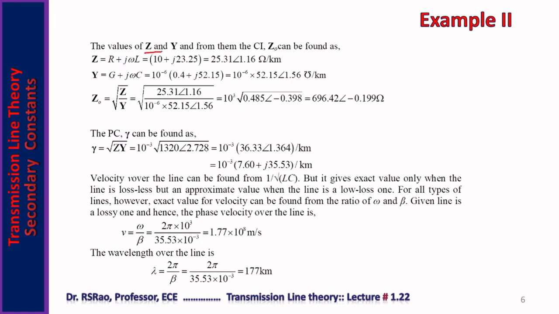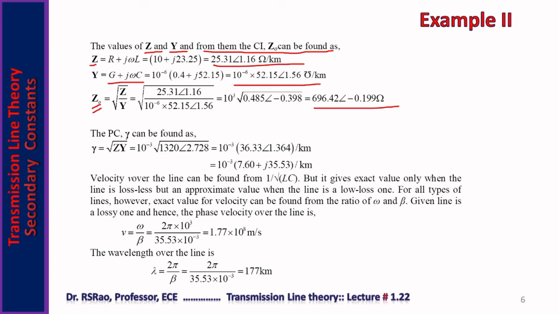The values of Z and Y, and from them the characteristic impedance Z naught, can be found. Z is of course R plus j omega L, Y is G plus j omega C. R is known, omega L already calculated, G is known, omega C we already calculated. Substitution results in values for Z and Y. But Z naught by definition is square root of Z by Y. Substitution and a little bit of manipulation results in Z naught as 696.42, angle minus 0.199 ohms.